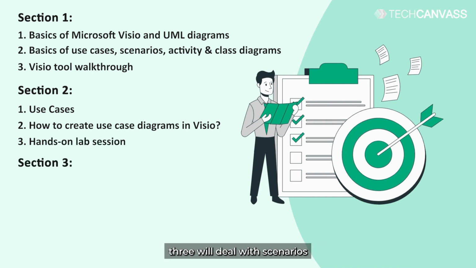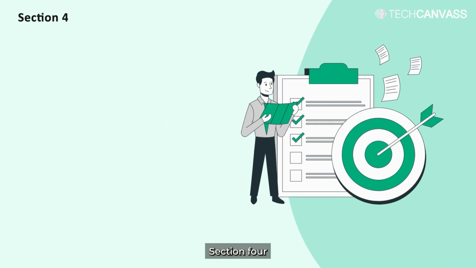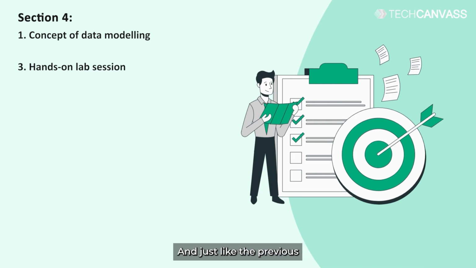Section 3 will deal with scenarios and activity diagrams. Just like the previous chapter, this chapter will also have a hands-on lab session. Section 4 will focus on the concept of data modeling and creating class diagrams. And just like the previous 2 chapters, this section will also have a hands-on lab session where I'll be taking you through an example of creating class diagrams for a particular scenario.